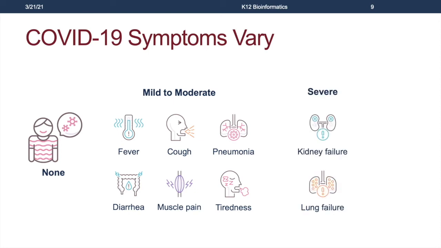Some people have severe disease requiring hospitalization and admission to an intensive care unit. More severe things that can happen are kidney and/or lung failure. In the most severe situations, people can die of COVID-19. We know this from news reports, but also because most of us have had family members or friends who have passed away over the past year or so.